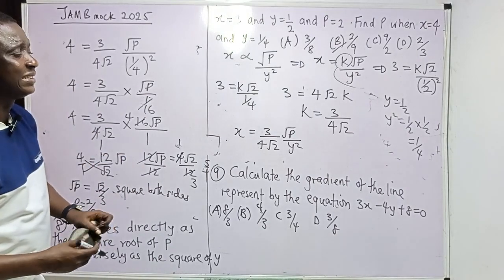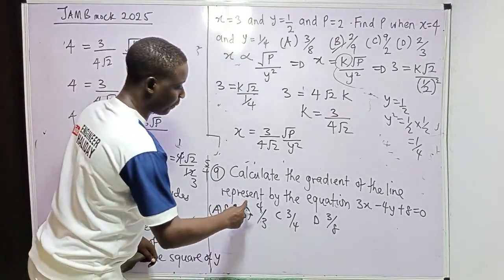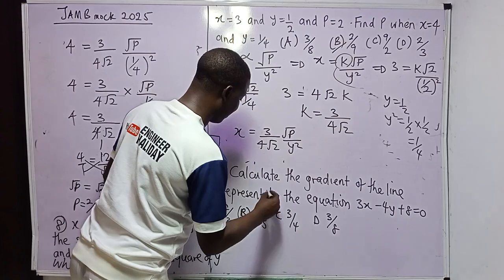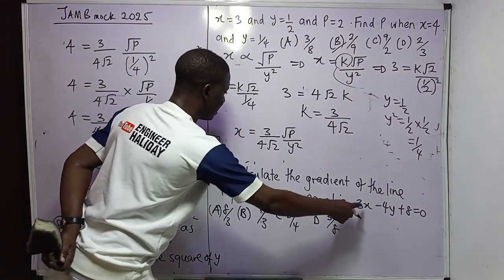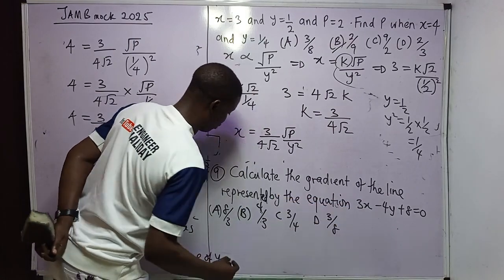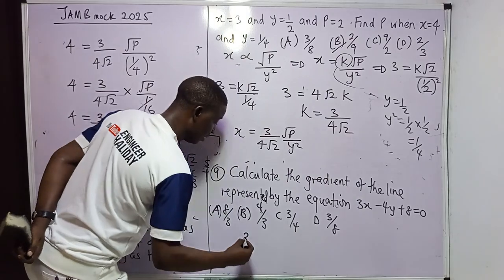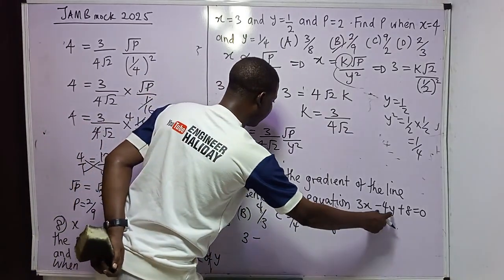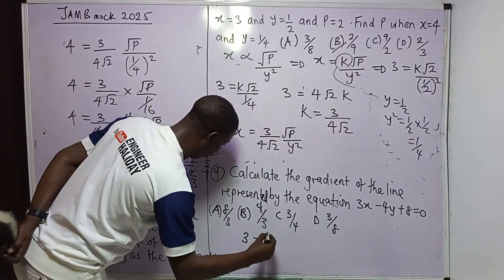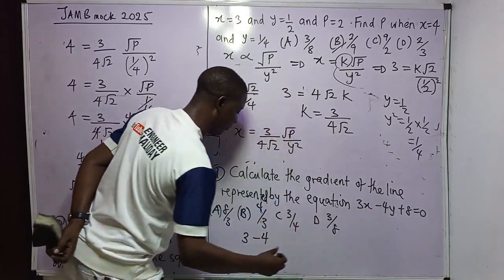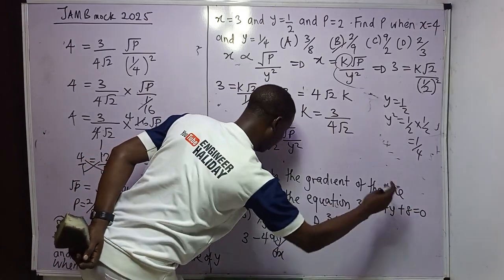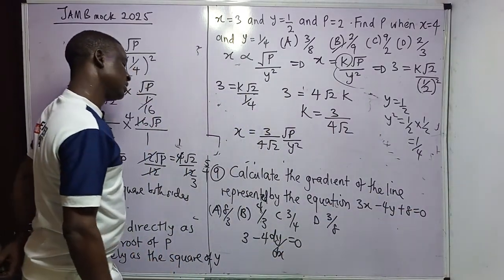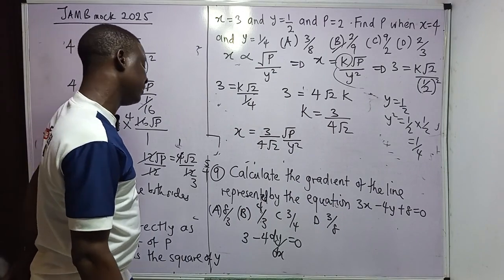Last one, they say find the gradient of the line represented by the equation. So what do we do to not waste time? Differentiate these. 3, minus differentiate 4y. We are going to have 4, but because y is a dependent variable, we are going to have dy over dx. Differentiate this one and have 0. So we go to 0. This is what we call implicit differentiation.